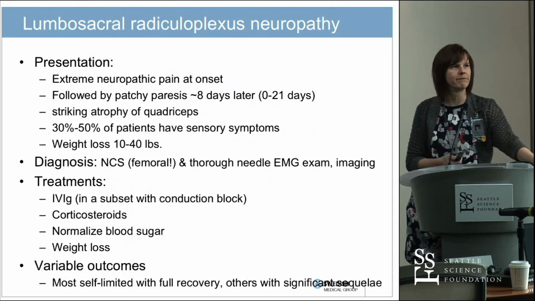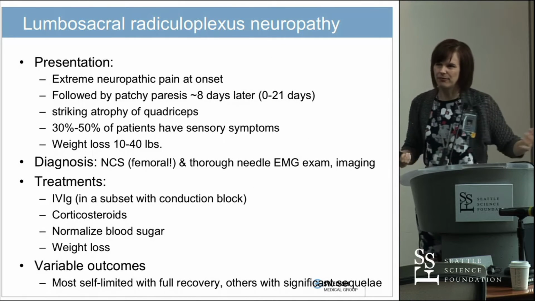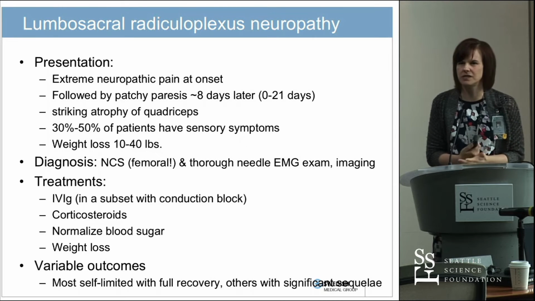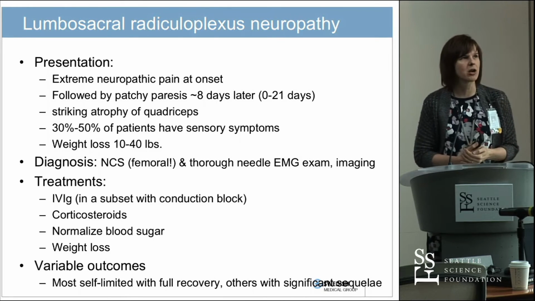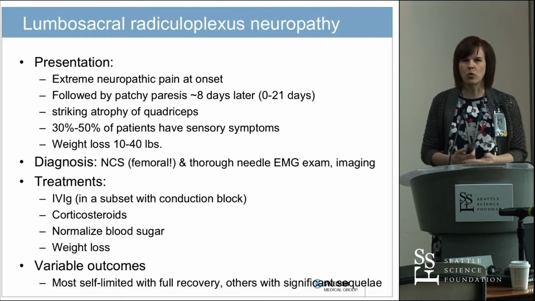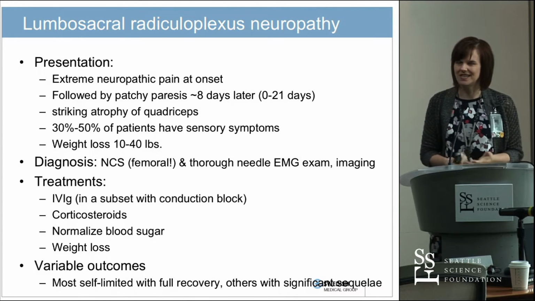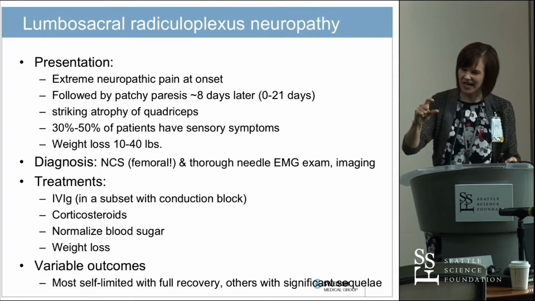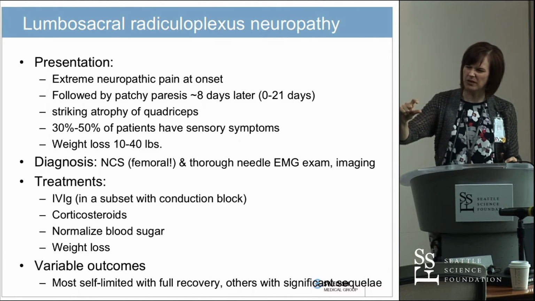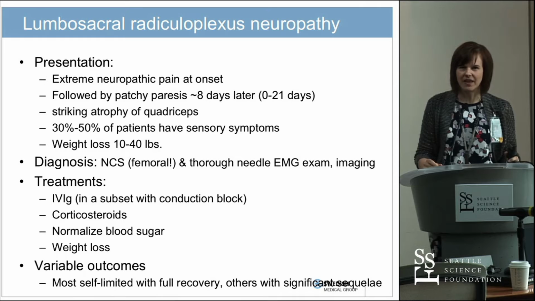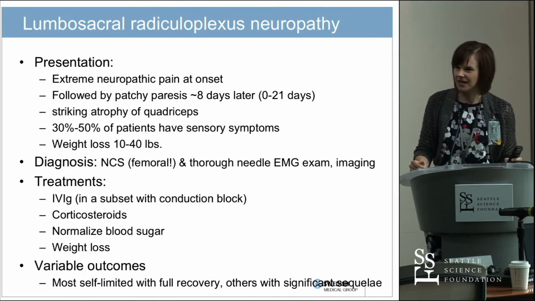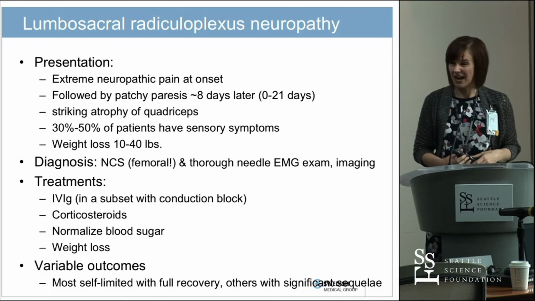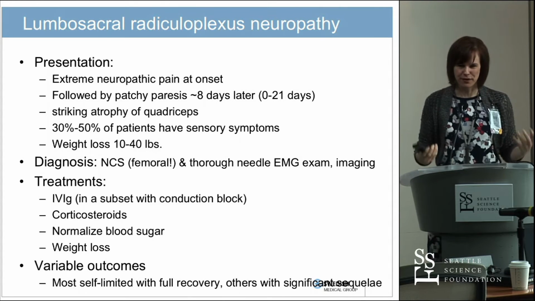as well. So typically they have pretty severe pain at the onset of symptoms, and then it's followed by patchy paresis anywhere between 1 and 3 weeks later. Striking atrophy of the quadriceps is usually what we see, and this manifests more commonly when I get that EMG needle in their leg and I realize that within probably 3 centimeters, I'm at their femur, I'm at periosteum, and it's quite striking. About 30 to 50% have sensory complaints, and it's typically thigh.